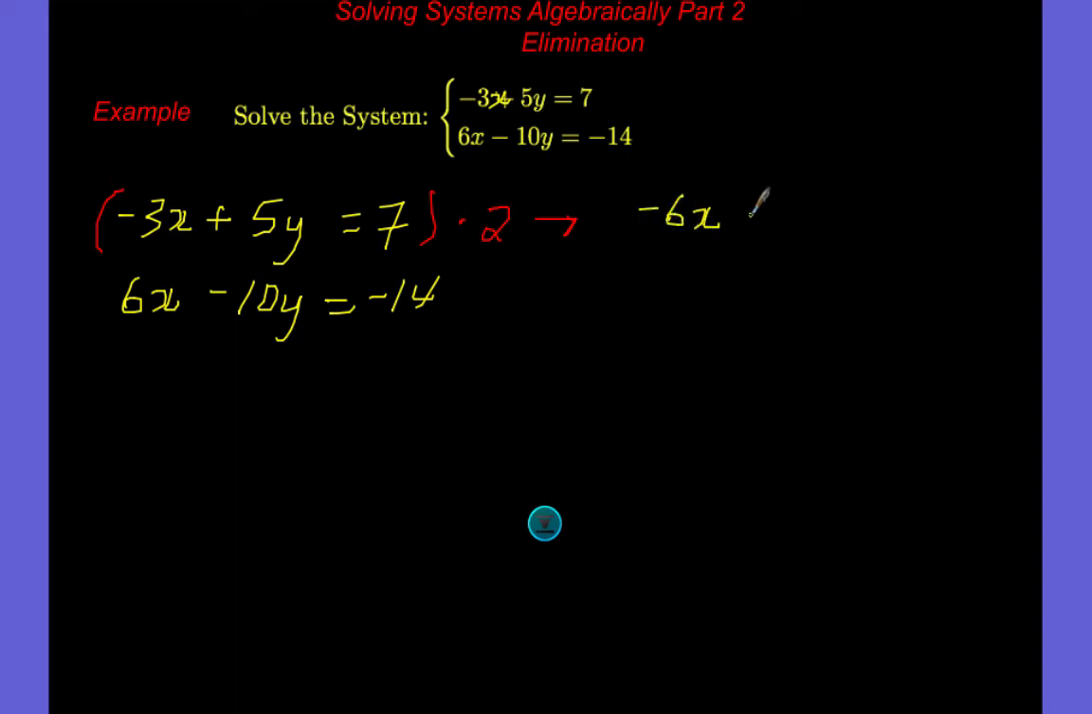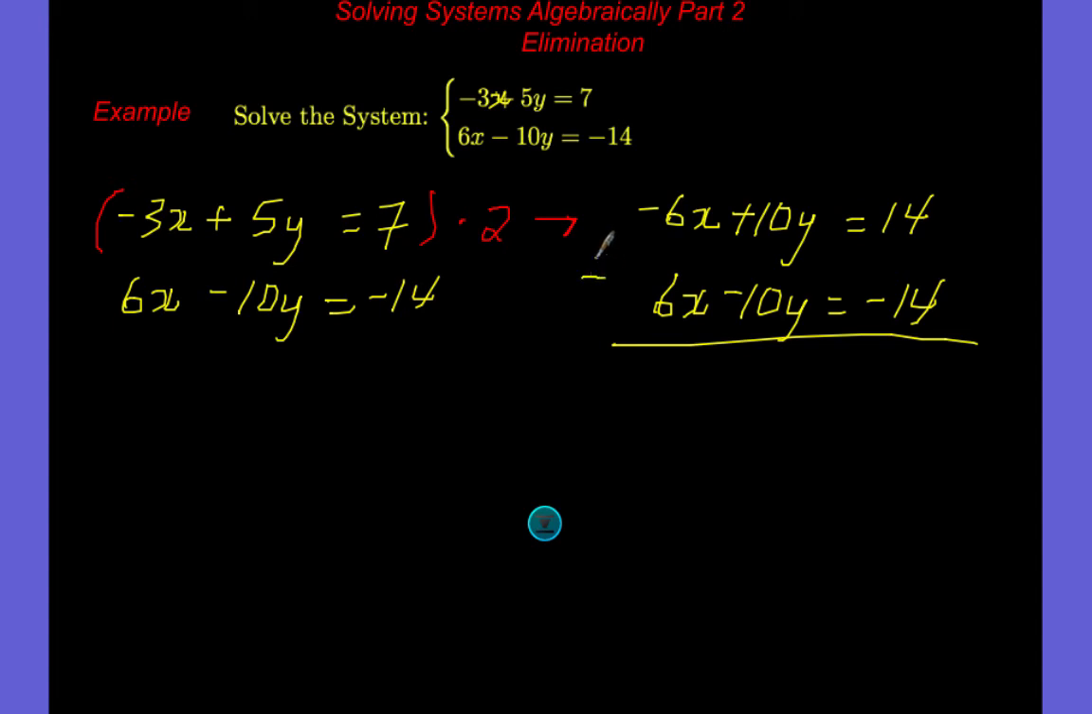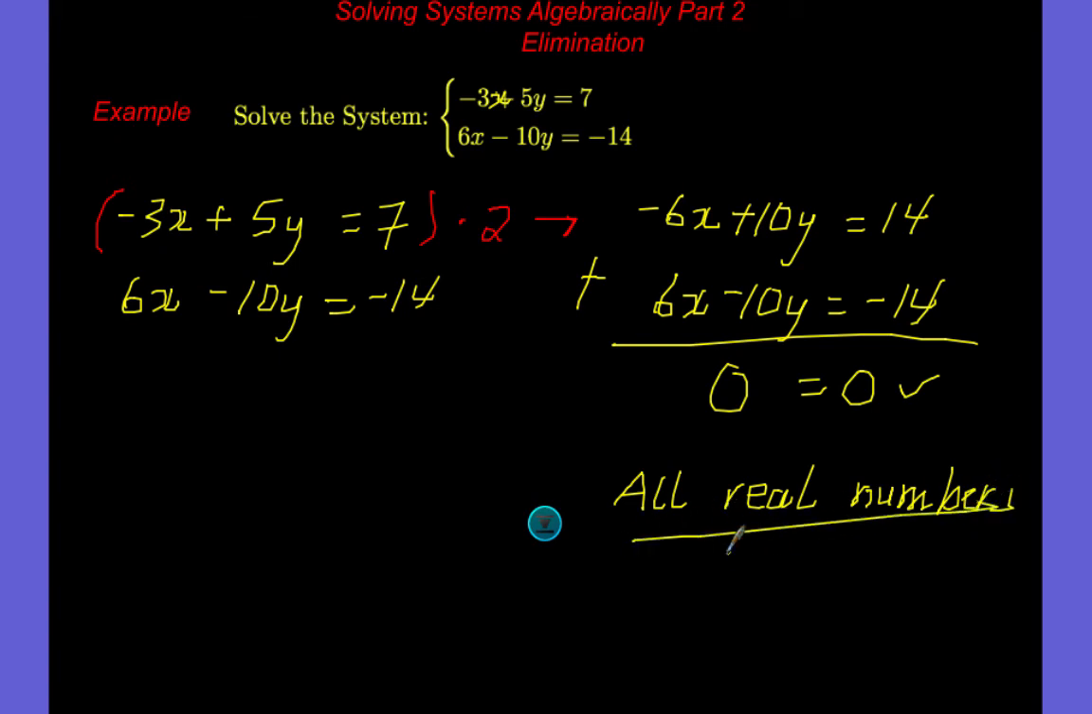So I multiply everything in the top by 2, so I get negative 6x plus 10y equals 14. Then underneath we get 6x minus 10y equals negative 14. Boy, these look the same except they're opposite signs. Adding everything together, everything is an additive inverse, so we get 0 equals 0. That's a true statement. So the solution to this system is all real numbers. These equations coincide, meaning they're the same equation. So the solution set is all real numbers.